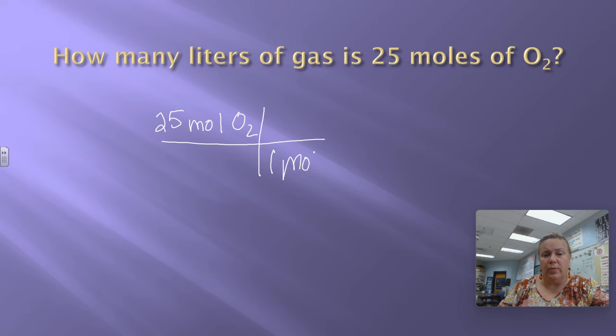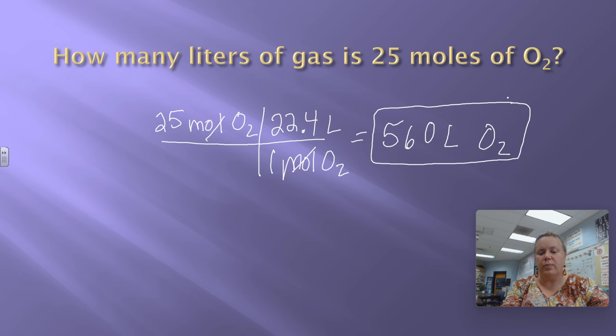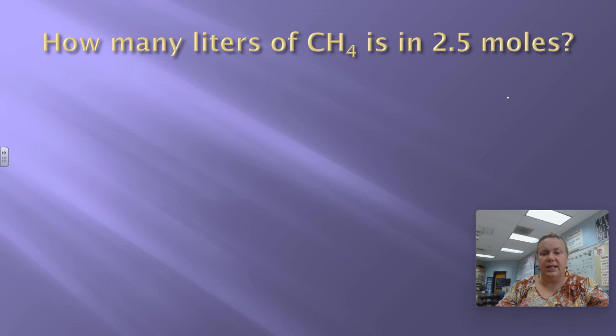So for every 1 mole, and we're putting 1 mole on the bottom this time, we can have 22.4 liters on the top. The reason why we put moles on the bottom is so we can cancel, and we have liters left. So notice since they're next to each other, we're going to multiply 25 times 22.4. And we're going to get 560 liters of oxygen. Now, yes, that number does seem large, but when we're talking about something like oxygen that's so prevalent, it's pretty typical. Let's go on to the last question.